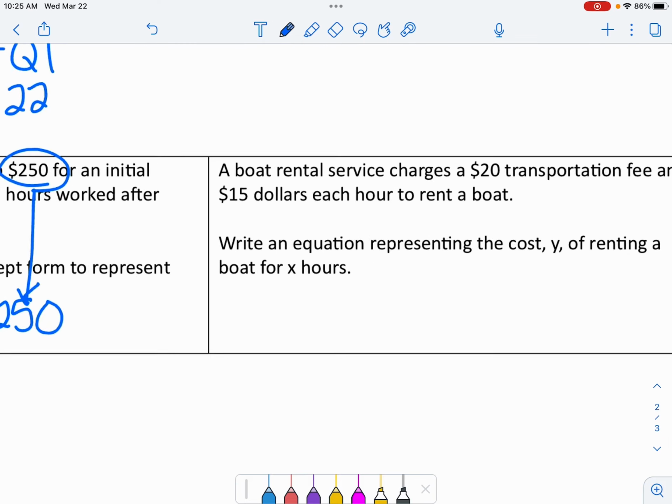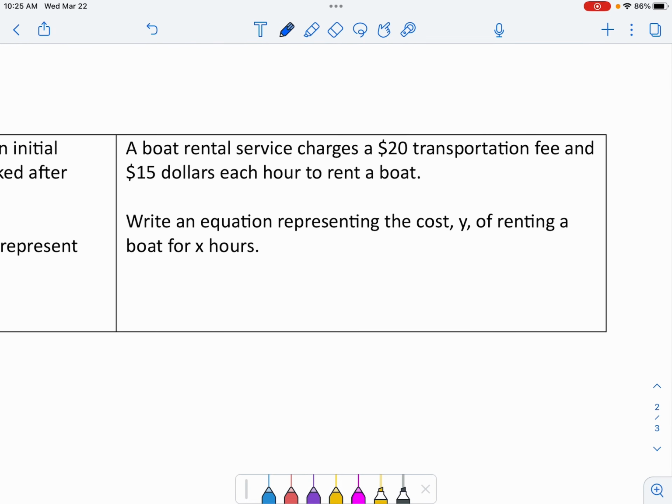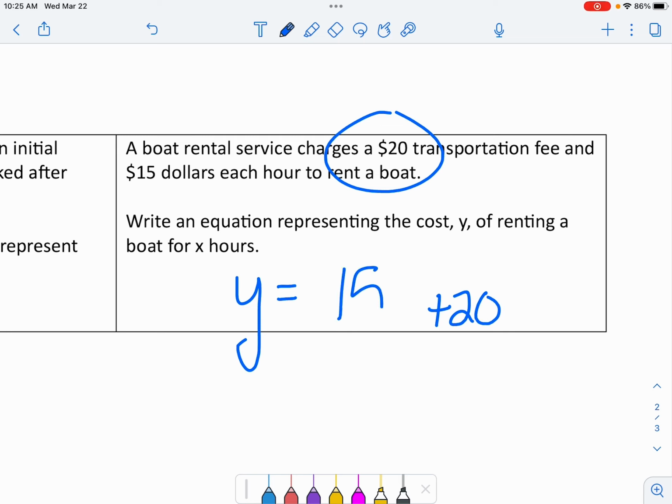All right, let's do the next one. A boat rental service charges a $20 transportation fee and $15 each hour to rent a boat. What do you guys think on that one? Very similar. What's the initial fee, and then what's the slope? Yep, the plus 20 is your flat rate, and do you guys see your slope? Yep, 15h, $15 every hour.